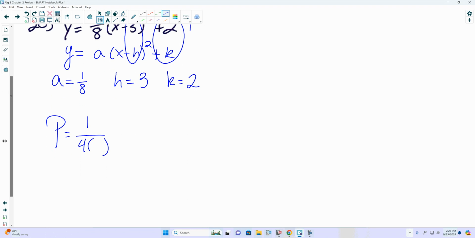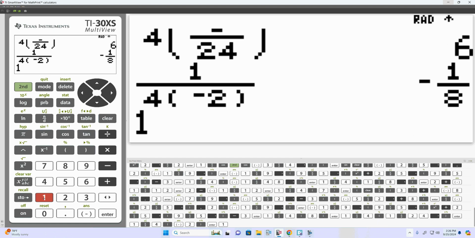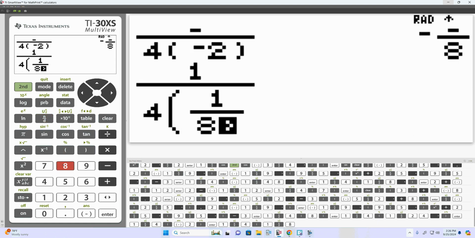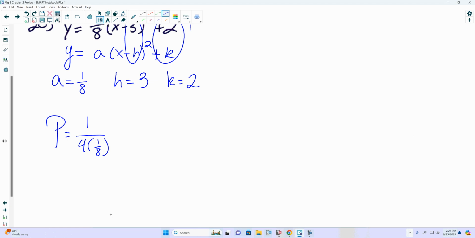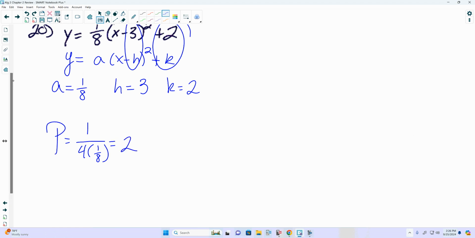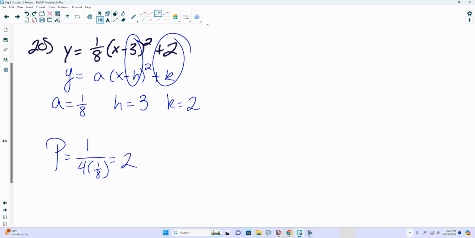If it was -2, it would be -2. Questions on A, H, and K? We need P. P is 1/4A, so 1/4 times 1/8. At this point, we can plug it back into the calculator. 1/4 times 1/8 is 2. So the value of P is 2. Okay.